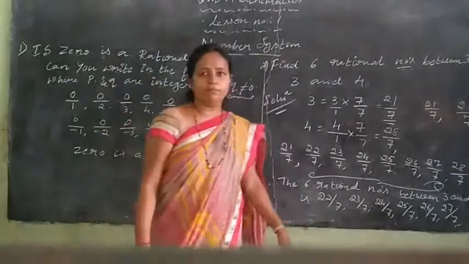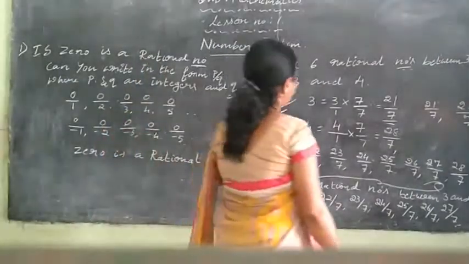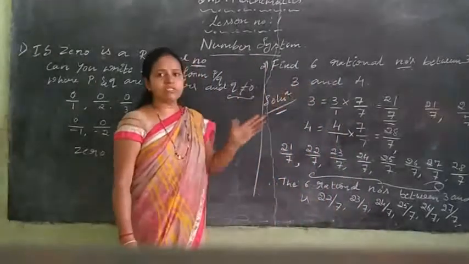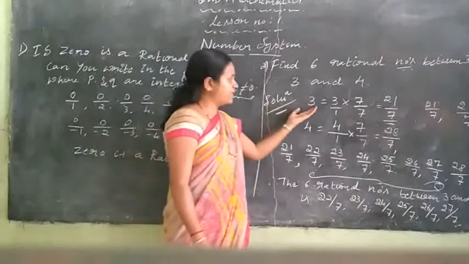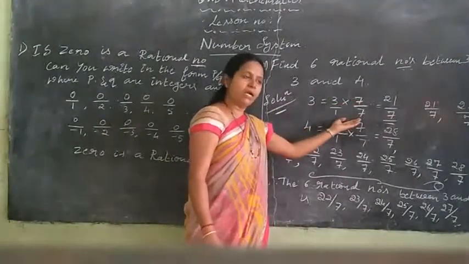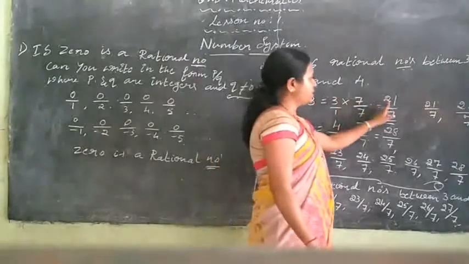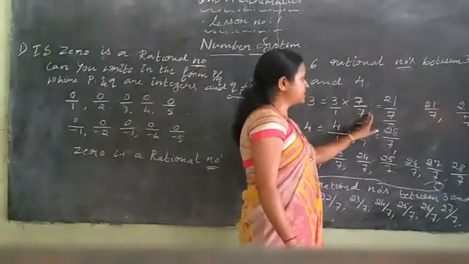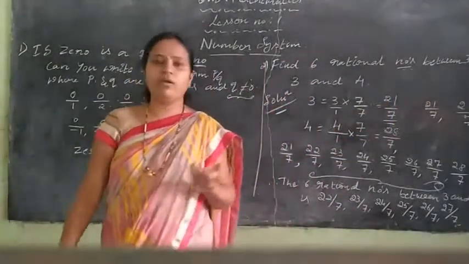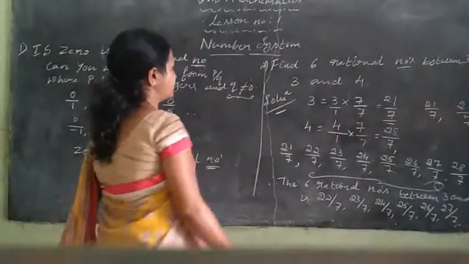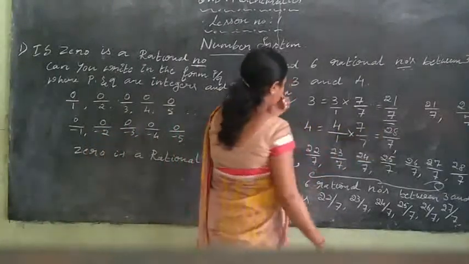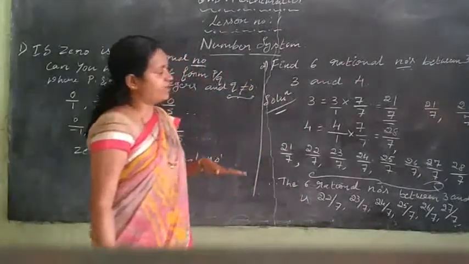Did you understand, children? Okay, once again I will tell you. We have to write down 6 rational numbers between 3 and 4. For this, for the first, 3, we multiply by 7 for the numerator as well as the denominator. 3 sevens are 21 and 1 sevens are 7. So we get 21 by 7. In the same way, for 4 also we multiply by 7: 4 sevens are 28 and 1 sevens are 7. So we got 21 by 7 and 28 by 7.